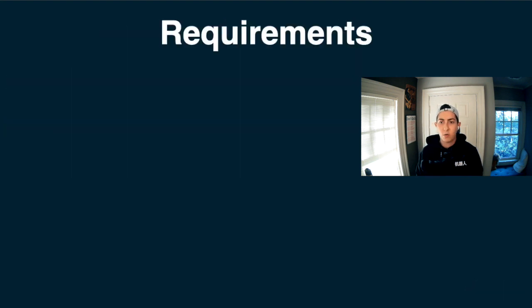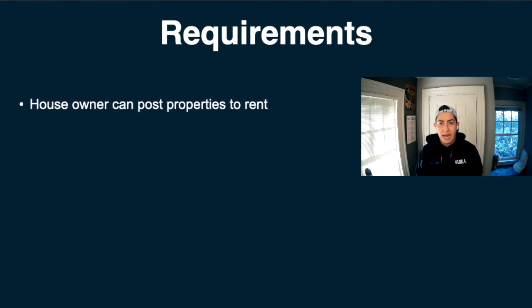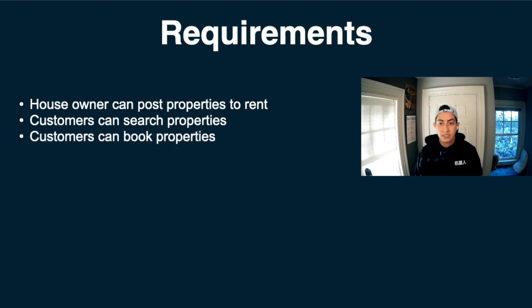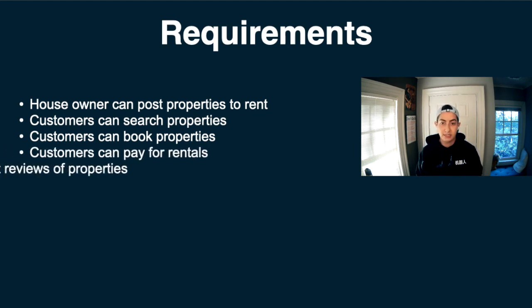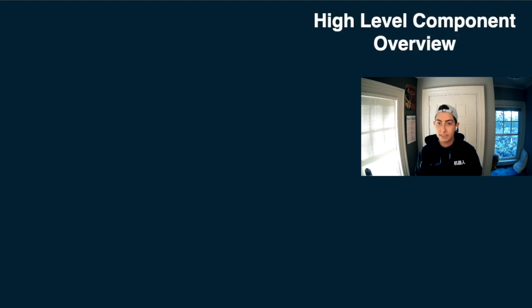Okay, so what are our requirements for Airbnb? House owners can post properties to rent. This is self-explanatory, I think, too: someone who owns a house can put their properties on the website so that people can rent them. Customers can search properties. Okay. Customers can book properties. Reasonable. Customers can pay for the rentals. Also makes sense. Customers can post reviews of the properties. And that's basically it. So it's pretty self-explanatory.